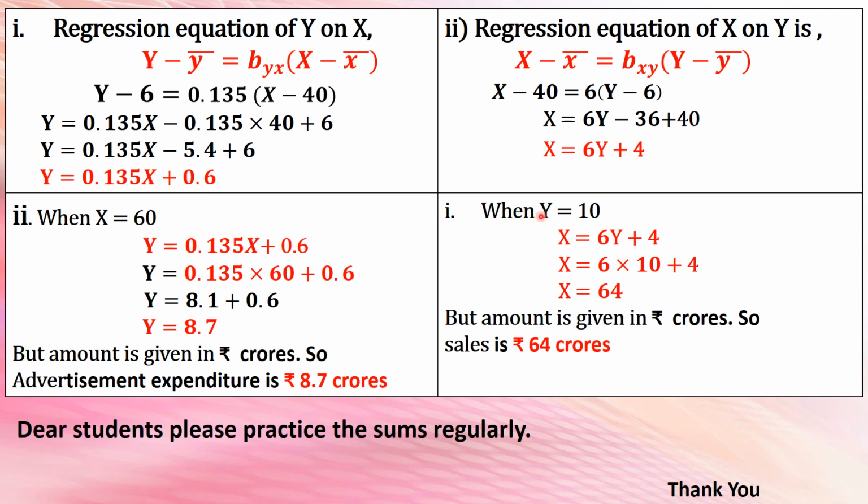Now for calculating the sales corresponding to the advertisement expenditure y is equal to 10, we use the equation of x on y. So substitute the value of y, then you will get the value of x as 64, means the value of the sale when the advertisement expenditure is 10 crores. So 64, and the amount is given in crores, so we will say sales is rupees 64 crores.